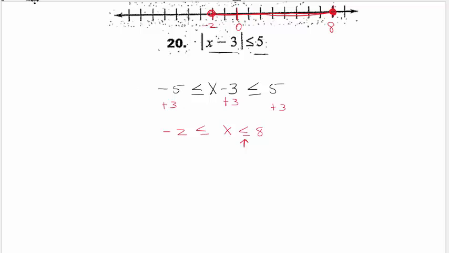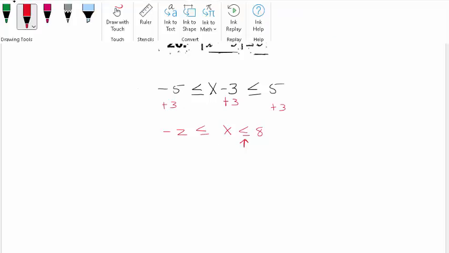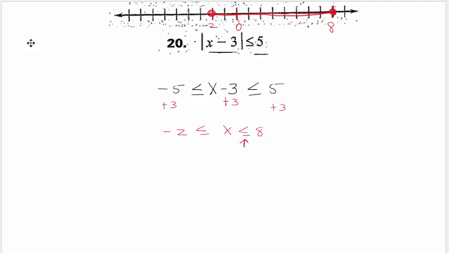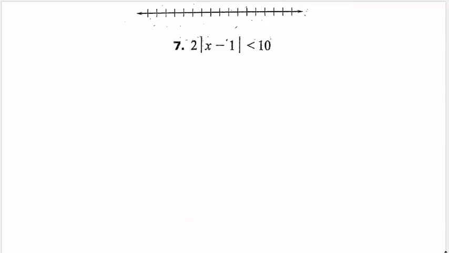We could check and make sure that the solution set seems like it works for us. Let's choose a value in there, and 0 is very easy to plug in. Let's plug in 0 for x in the original inequality and see if we get a true statement. So the absolute value of negative 3 is less than or equal to 5. 3 is less than or equal to 5. That's true. That doesn't guarantee that this is right, but it looks like it could be right.